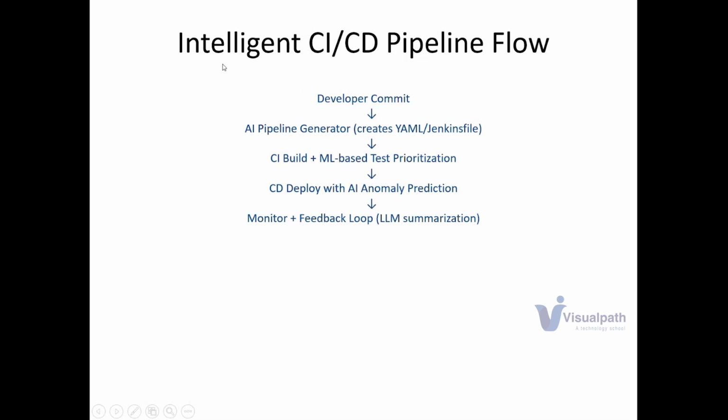So this is the CI/CD pipeline flow. Now, this is the intelligent CI/CD pipeline flow, where the developer commits, AI generates the YMLs, AI builds the CI, AI builds the CD also, and AI takes the feedback and summarizes it.